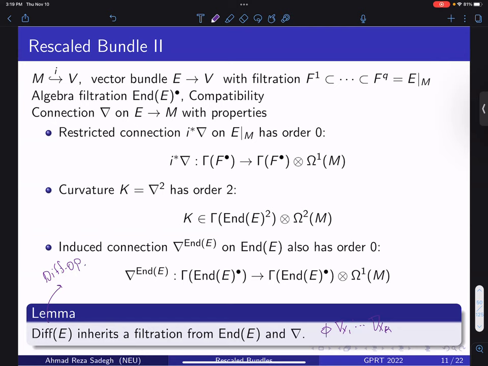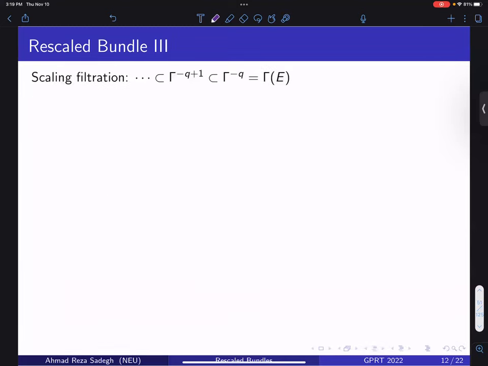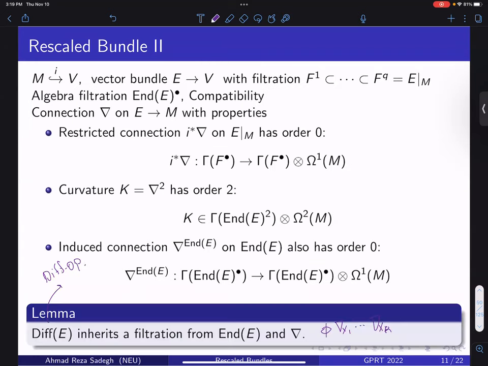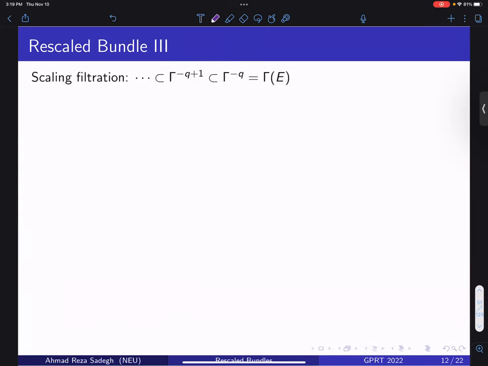And that extends what is known as the Getzler order of differential operators in the famous paper of Getzler on supermanifolds. So using this new type of order and filtration on the differential operators, you can define a filtration known as the scaling filtration on the sections of the bundle that I started with. And as you see, this is an increasing, actually I have to call it a decreasing filtration.